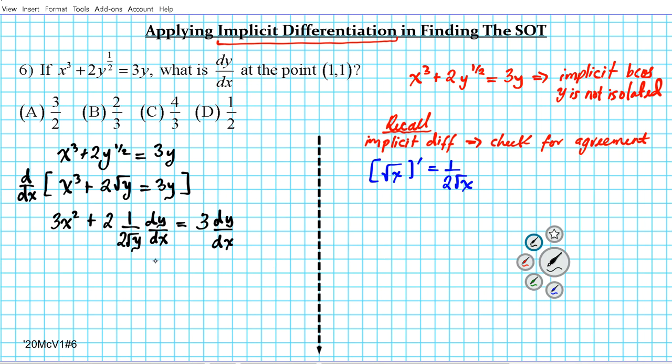Let's go ahead and collect all the terms with dy/dx to the left side. If you look at this middle term, the 2's divide out, and you're going to have 1 over root y times dy/dx. Then for the 3x squared, you subtract 3x squared from both sides, and then you subtract 3 dy/dx from both sides. So minus 3 dy/dx, and then minus 3x squared.